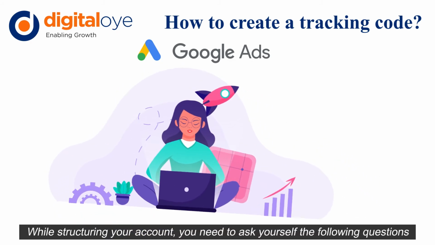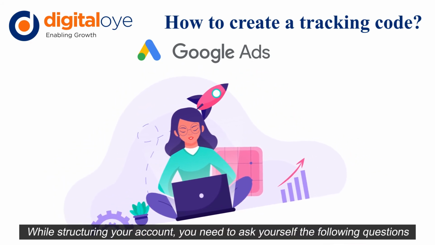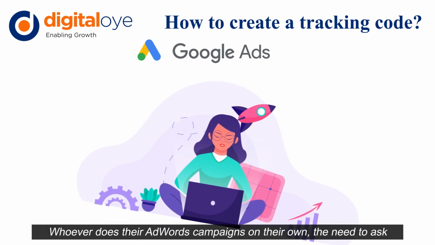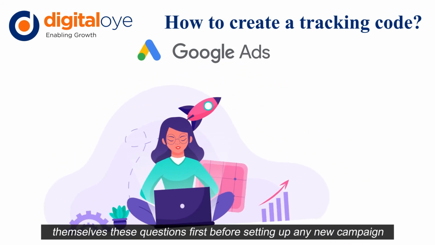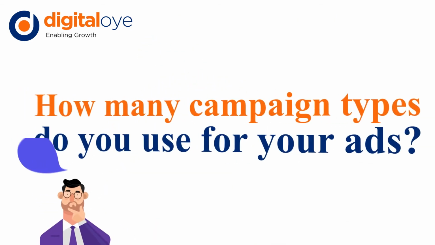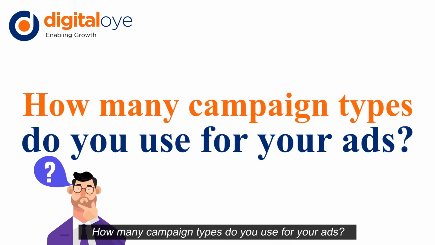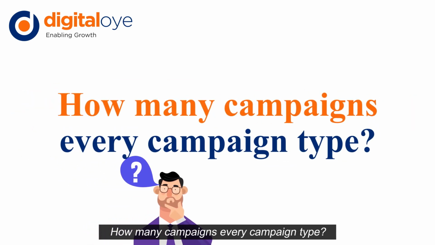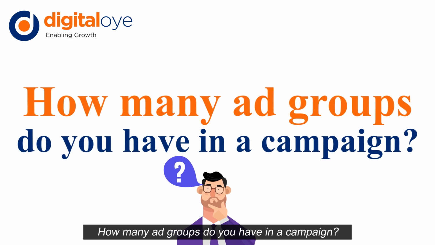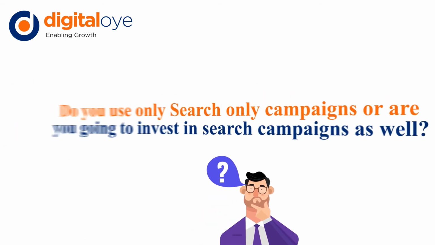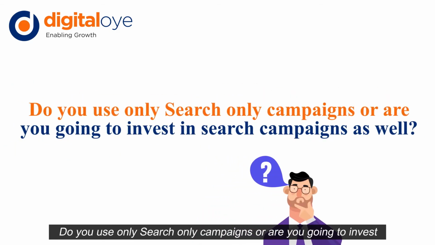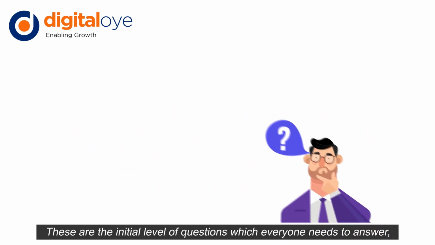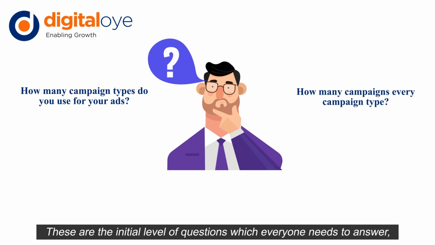While structuring your account, you need to ask the following questions. Whoever runs their AdWords campaigns on their own needs to ask these questions first before setting up any new campaign. How many campaign types do you use for your ads, or are you going to use? How many campaigns will every campaign type or ad set have? How many ad groups do you have in the campaign? Do you use only search campaigns, or are you going to invest in display campaigns as well? These are the initial level of questions which everyone needs to answer.